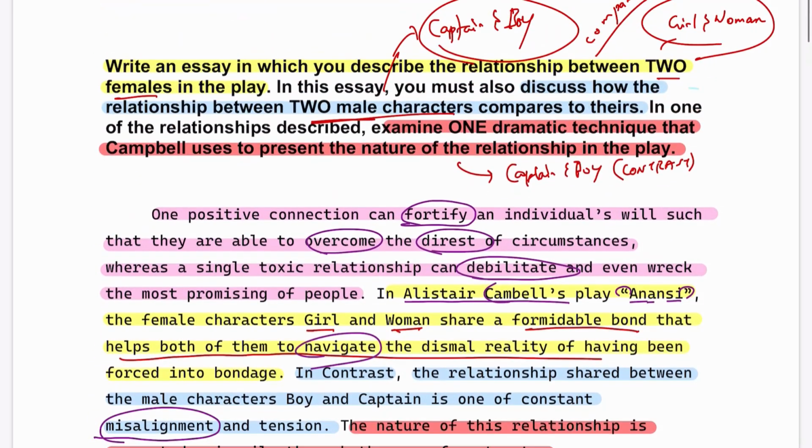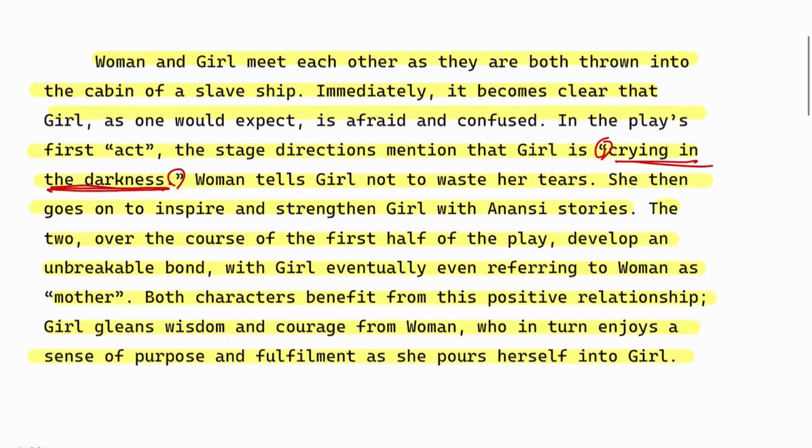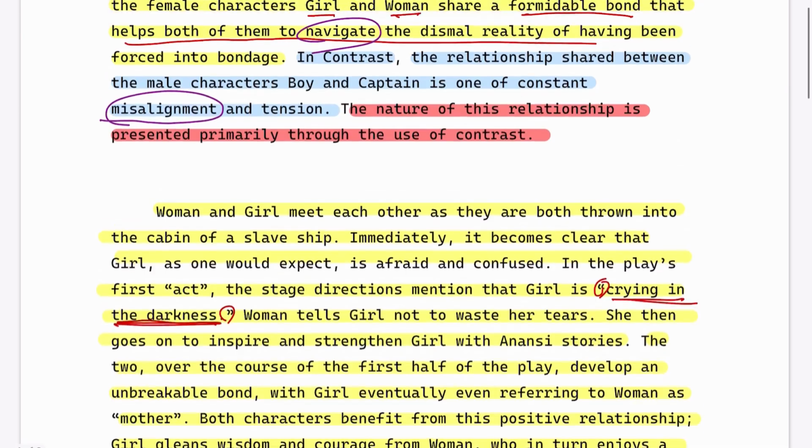The question said, describe the relationship. So I've kind of described the relationship on two levels. The first level is, okay, how did they meet and what do they do, right? How do they relate? The second level is kind of more on an analytical level: what do they gain from each other? How does the relationship help them individually? And I mentioned that in the second part of this paragraph. All right, what do I do next?